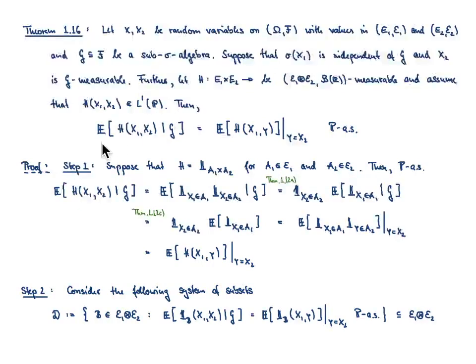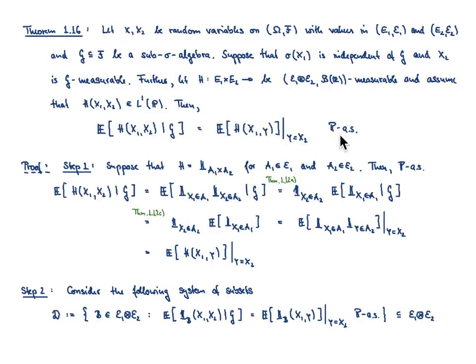And then it holds true that the conditional expectation of that random variable is the same as the expectation of this function h of the random variable X1, comma, and in the second component you plug in a constant. You compute the expectation, and that constant is actually given by the value of the random variable X2. And that holds true P-almost surely.